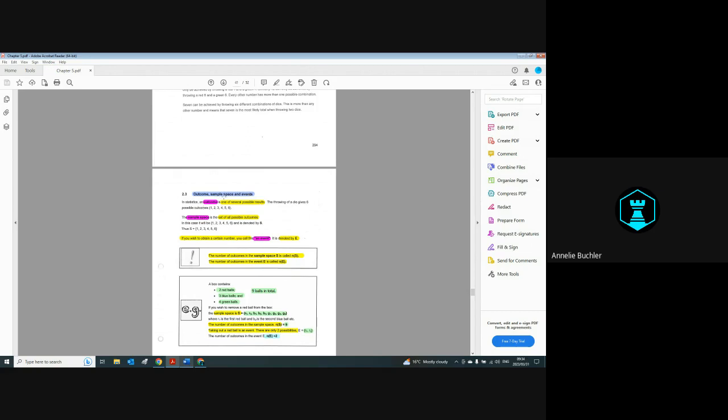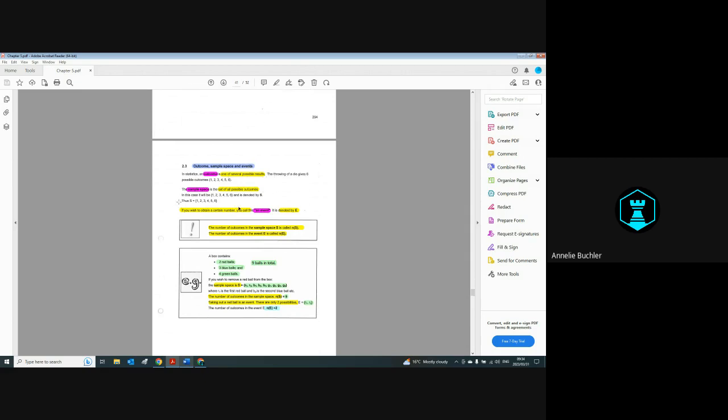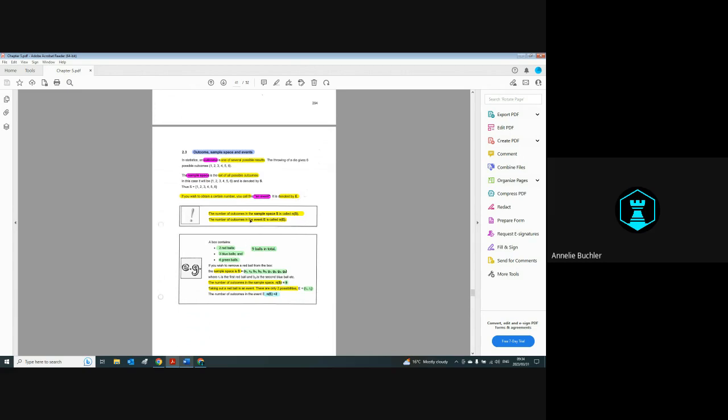Outcome, sample space, and events. Here's another definition. An outcome is one of several possible results in statistics. The sample space is the set of all possible outcomes. If you wish to obtain a certain number, you call this number an event and you will mark it as E. The number of outcomes in the sample space is called N(S). This is how you write it up, and the number of outcomes in an event is N(E).